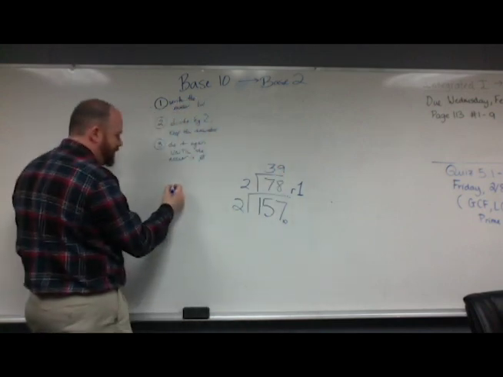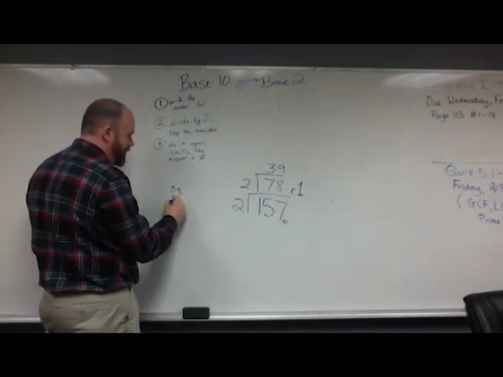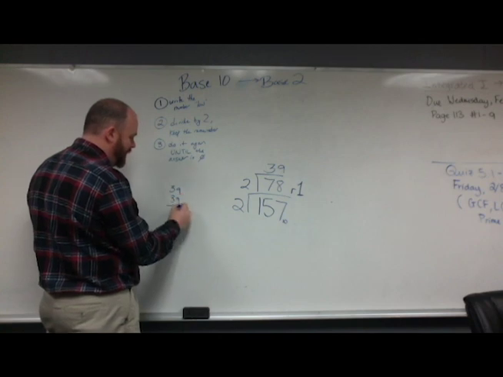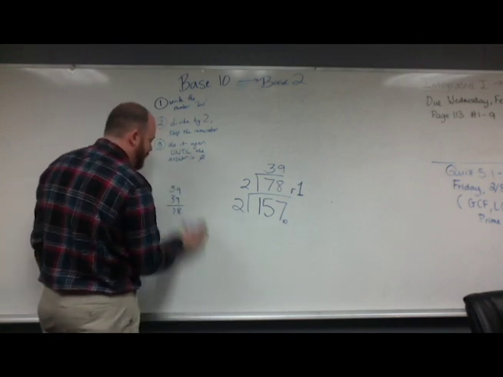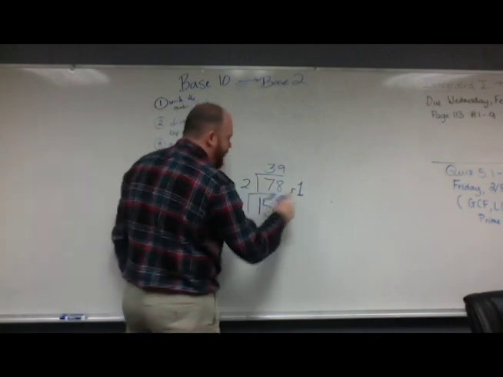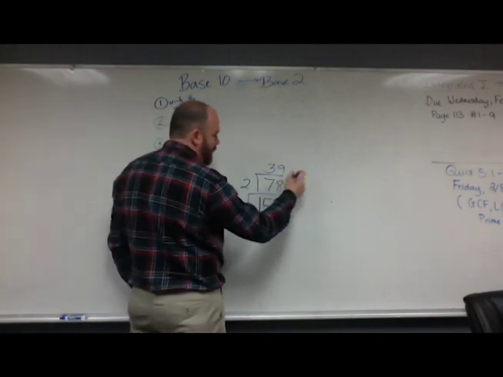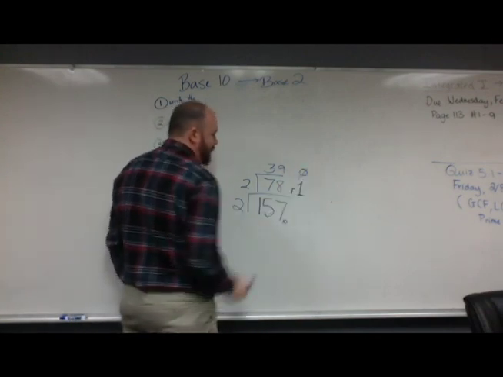And I might check that on my calculator. I might check it by going backwards. 39 plus 39 is 8, carry the 1, 78. Okay, thank goodness, I got it right that time. Was there any remainder? No, this is an even number. There was 0 remainder, so I'm going to write that over there.